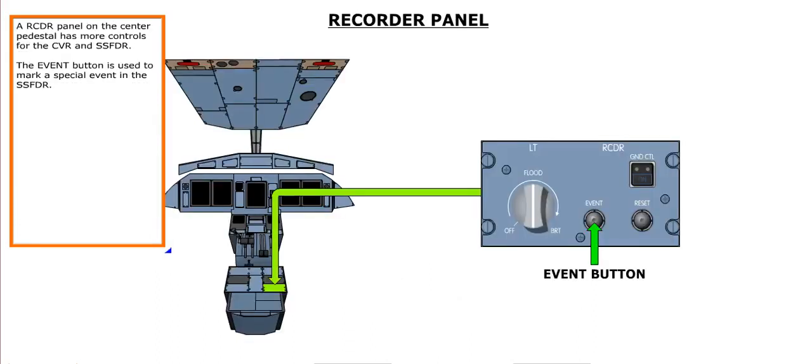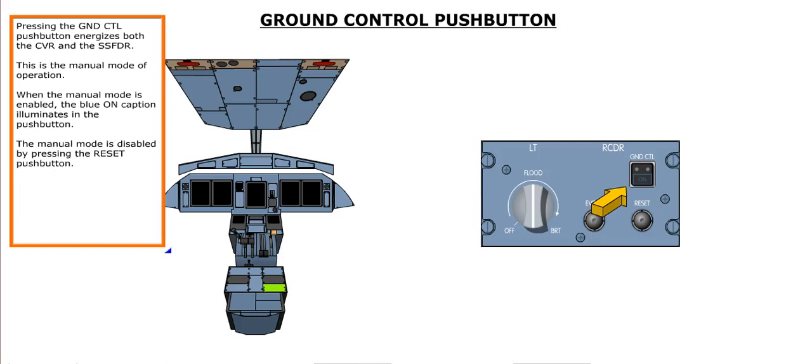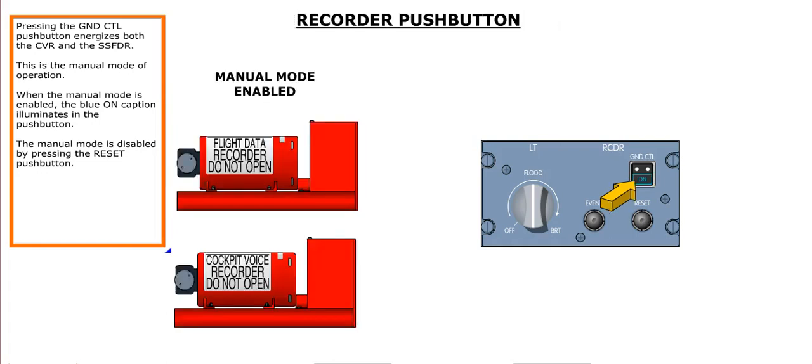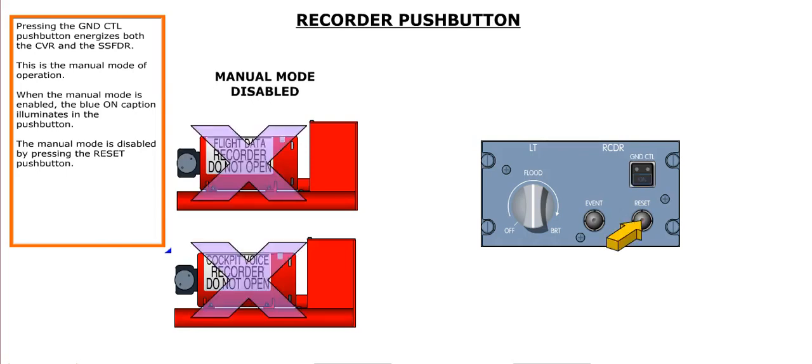A recorder panel on the center pedestal has more controls for the CVR and SSFDR. The event button is used to mark a special event in the SSFDR. Pressing the ground control push button energizes both the CVR and the SSFDR. This is the manual mode of operation. When the manual mode is enabled, the blue on caption illuminates in the push button. The manual mode is disabled by pressing the reset push button.